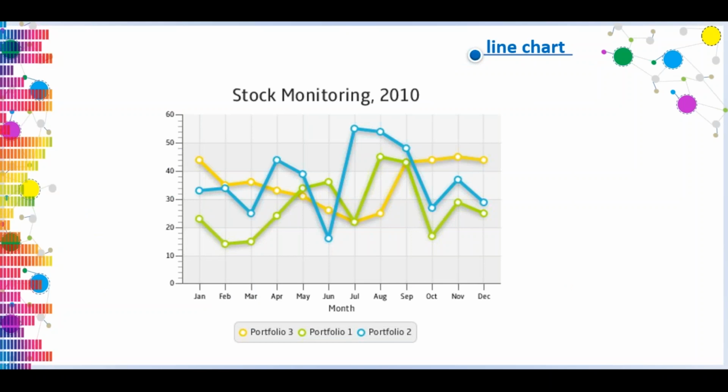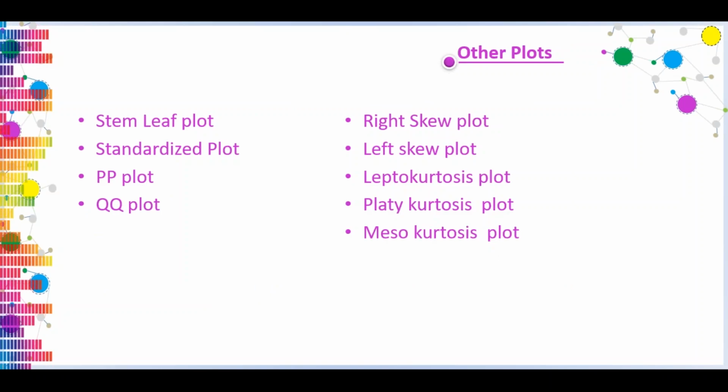And line chart, you are aware of this, and other plots we are going to discuss, that is stem and leaf plots, standardized plot, PP and QQ plots, skew plots like right and left, and kurtosis like leptokurtic, platykurtic, and mesokurtic. So these are different graphical representations of the data we are going to discuss during the course.